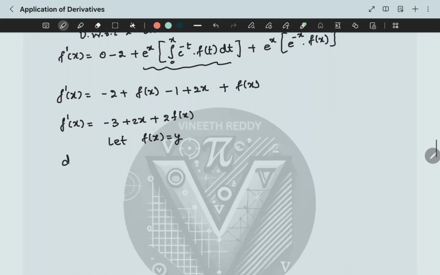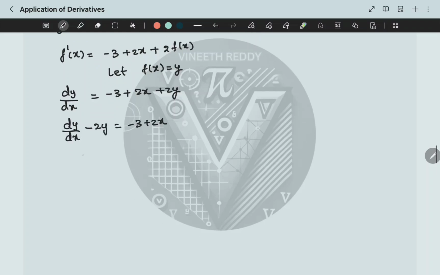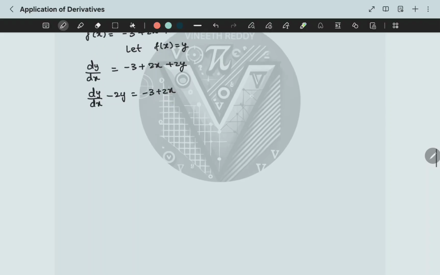I think from here we can easily solve. We can write this as dy/dx is equal to -3 + 2x + 2y. Now dy/dx - 2y is equal to -3 + 2x. So now let us find the integrating factor. The integrating factor should be e^(∫-2 dx), which will be e^(-2x). So therefore the general solution will be y into e^(-2x) is equal to the integral of e^(-2x) into (2x - 3) dx, right?